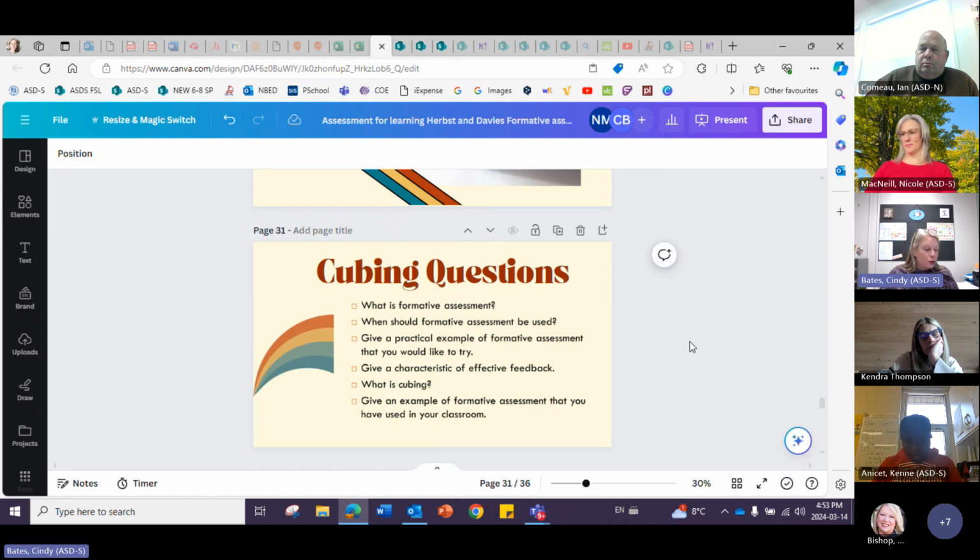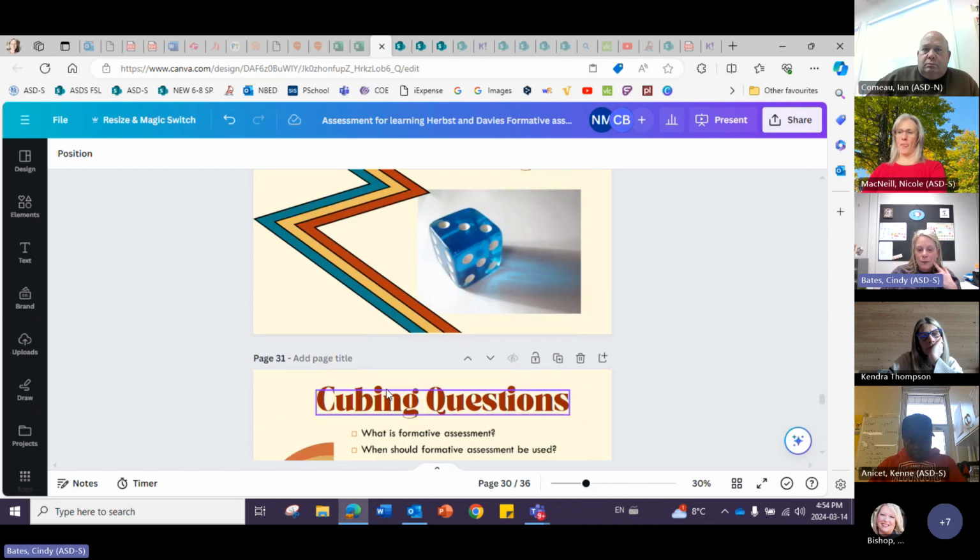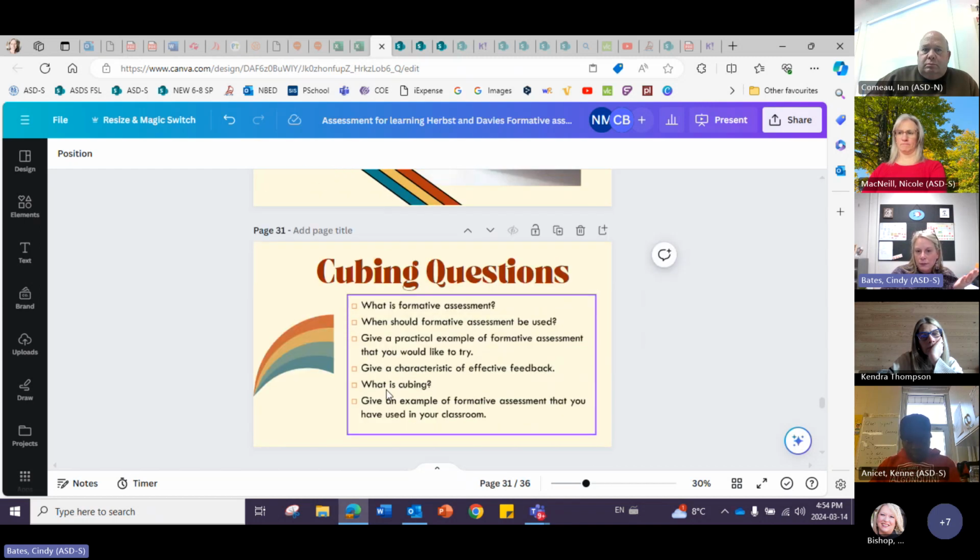But essentially, you create 6 questions. And with those 6 questions, you want to make sure that you've got questions that are, again, at different levels of Bloom's taxonomy. So if you said, what is cubing? Well, I could explain that maybe based on, I guess you could explain it based on what I just said.